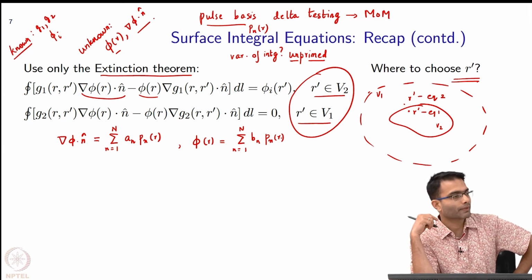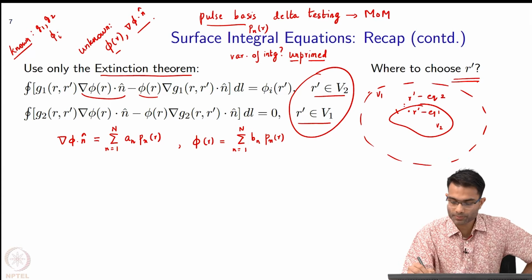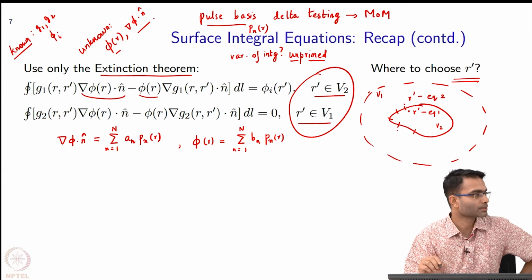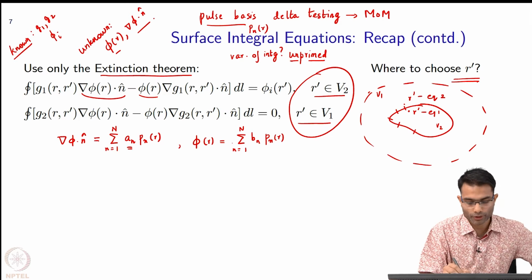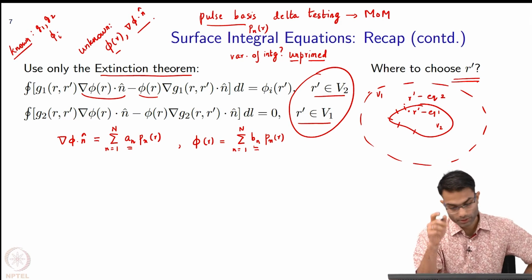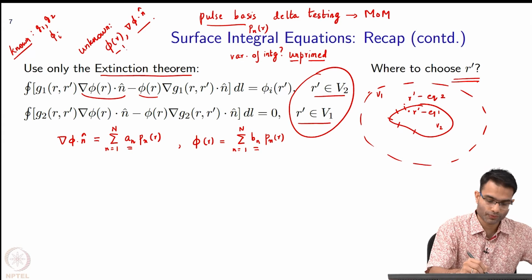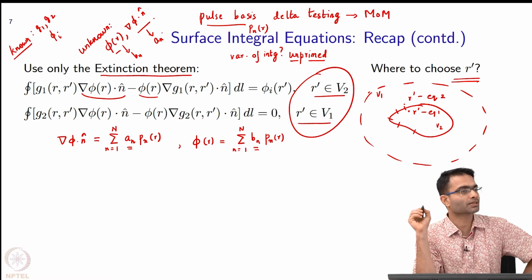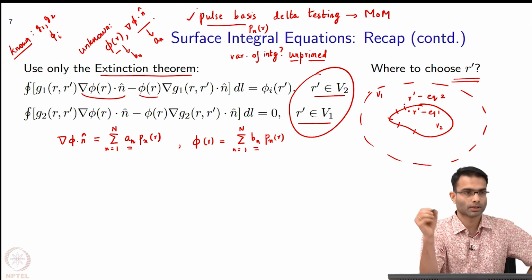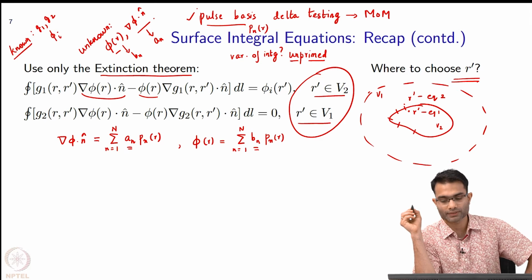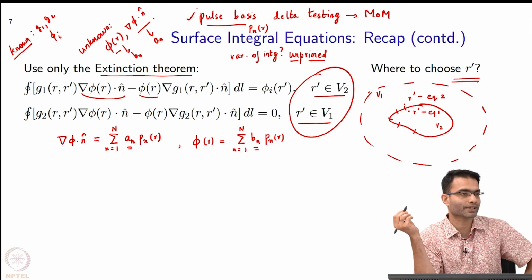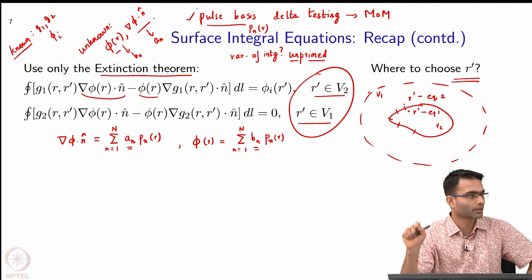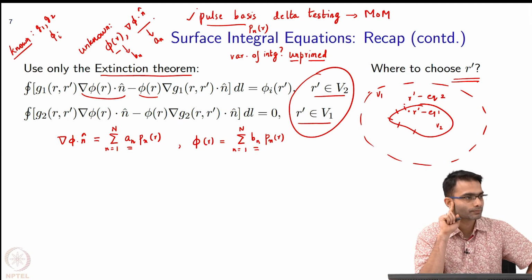So what have I done? I've chopped this up into N segments. For each segment, I have assumed one pulse with a coefficient that is going to be determined. So the phi's I have made into b n's, and the grad phi dot n hat I have made into a n's. The pulse basis function is done, clear. Next comes the location of the testing function, the testing point. It is a delta testing, so I just have to pick a point. Where should I place my testing function?